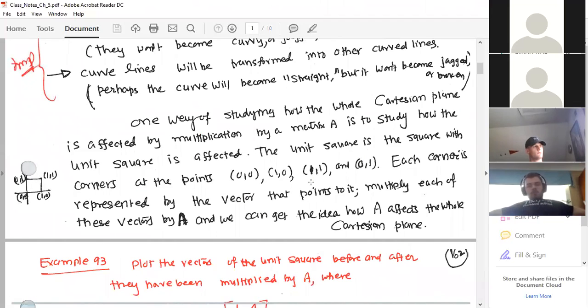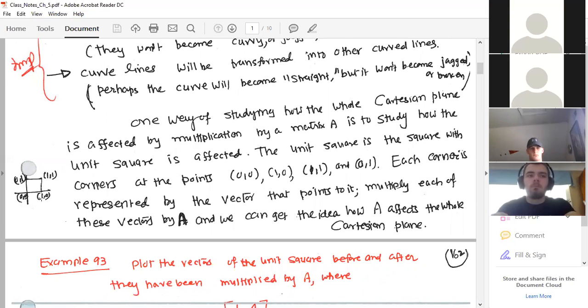One way of studying how the whole Cartesian plane is affected by multiplying by a matrix A is to study how the unit square is affected. Unit square means we always start like this: 0, 0, 1, 0, 1, 1, and 0, 1. So we are moving in the anti-clockwise direction.